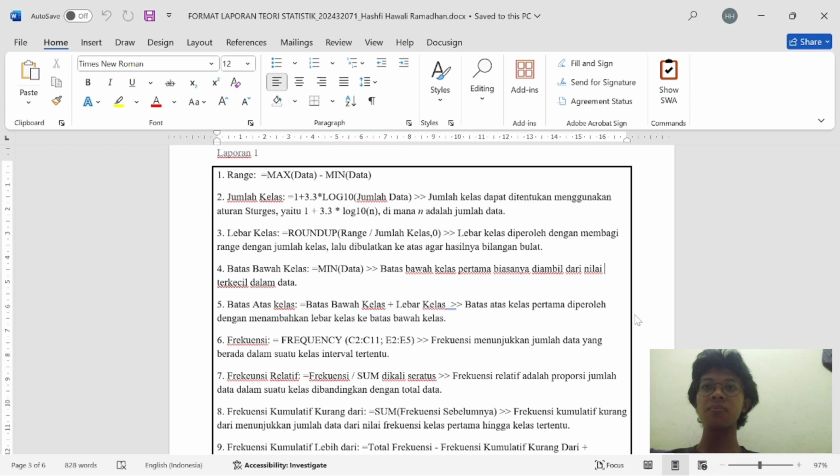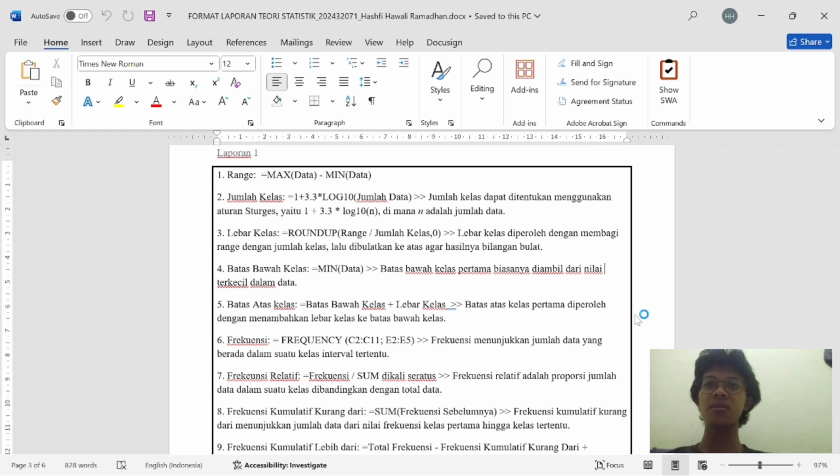4. Lower class limit. Example: =MIN(data). The lower limit of the first class is usually taken from the smallest value in the data set. 5. Upper class limit. The example is =lower class limit + class width. The upper limit of the first class is found by adding the class width to the lower class limit.